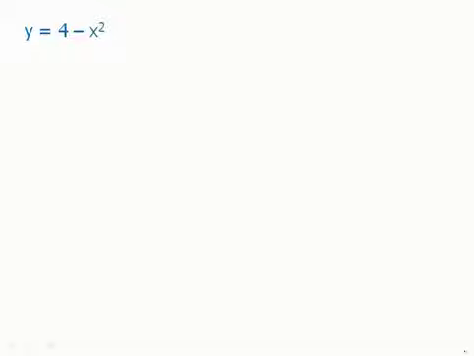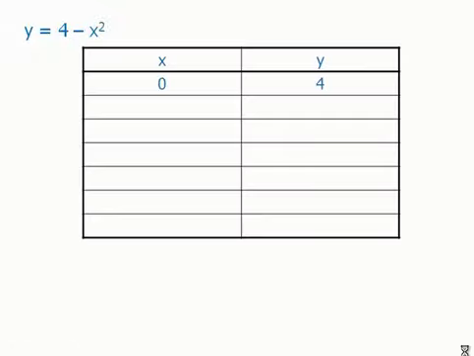Well, a very easy way to do this would just be to plug in some values. So for example, we plug in x equals 0, we get y equals 4. We plug in x equals 1, we get y equals 3. Plug in 2, we get 0. Plug in 3, we get negative 5. We should also go in the other direction. If we plug in negative 1, we get 3. We plug in negative 2, we get 0. If we plug in negative 3, we get negative 5.